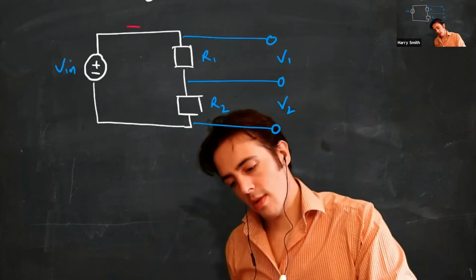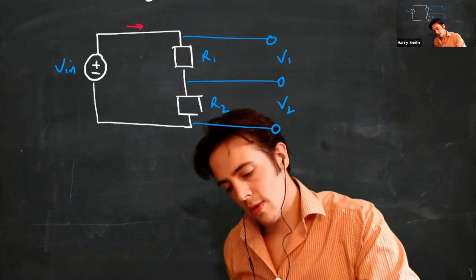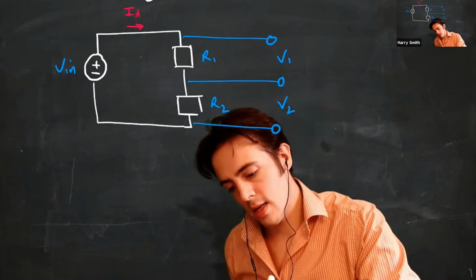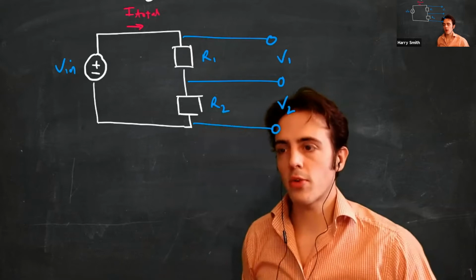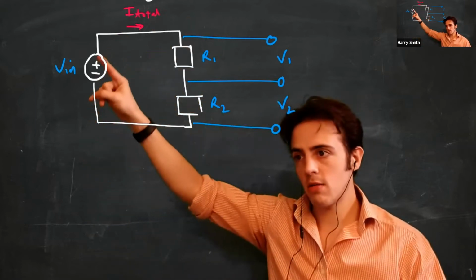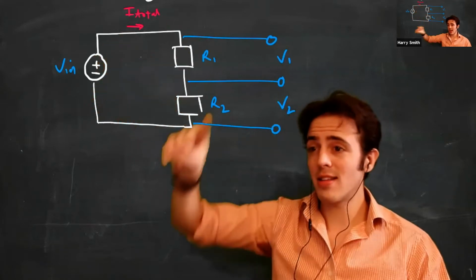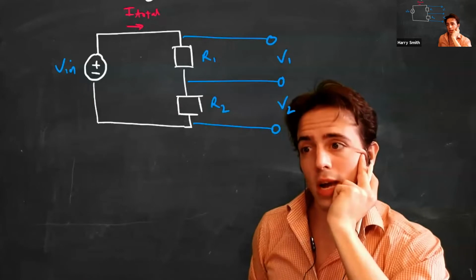So there is a current in general in the circuit. So we'll call this I total. I total is the total current, and the way I've drawn this, it's flowing from the cathode to the anode. That is the definition of the way that current flows.